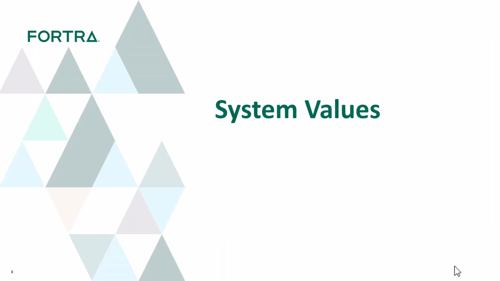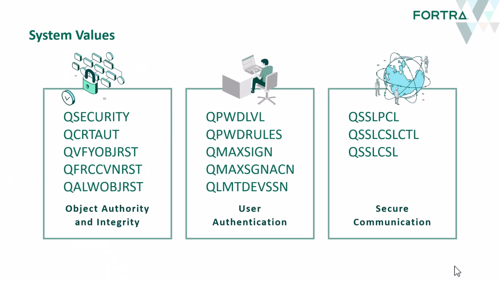When we talk about system values, we're talking about how to control your system's security and setting the overall tone for how your system will behave. Everything from how users can sign on, the integrity checking of the system, how the system itself checks authorities, and communications and how secure those communications are.